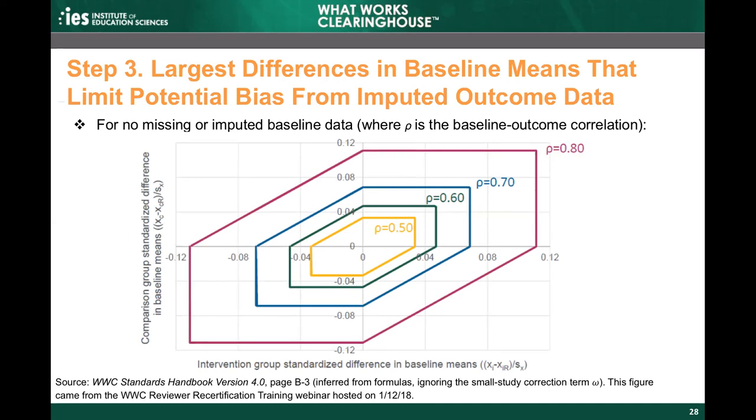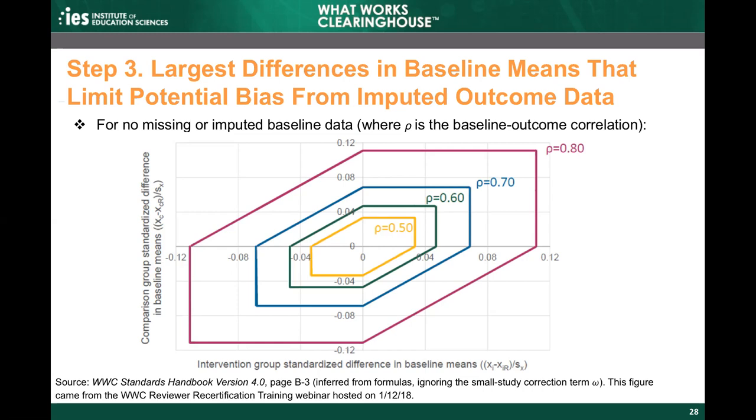So let me first focus on the innermost one, the gold line. Any combination of standardized differences in baseline means that falls within that boundary will satisfy step three. So as a perhaps extreme example, if there is no difference in baseline means for both the comparison group and intervention group, meaning that the point falls squarely on the origin, then potential bias from imputed outcome data is considered limited. But if it falls outside of those boundaries, then it would not satisfy step three.